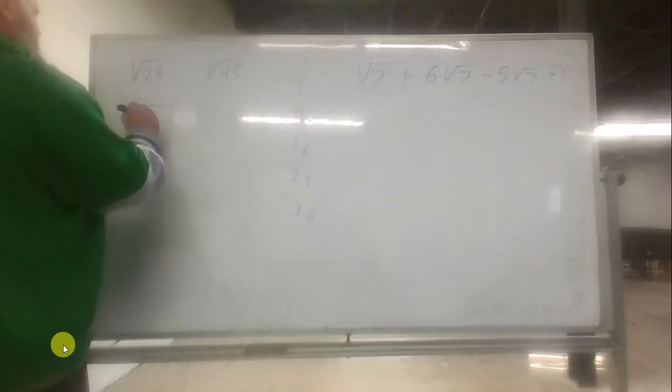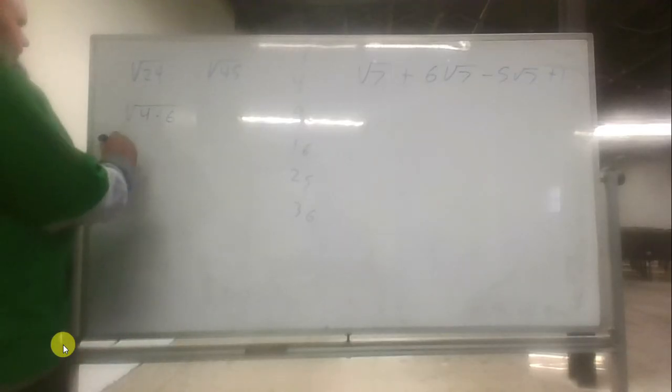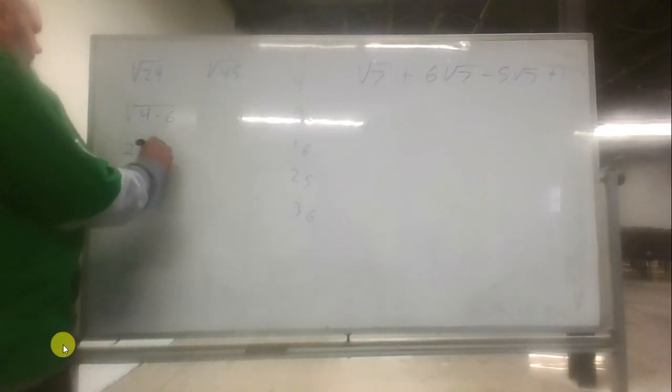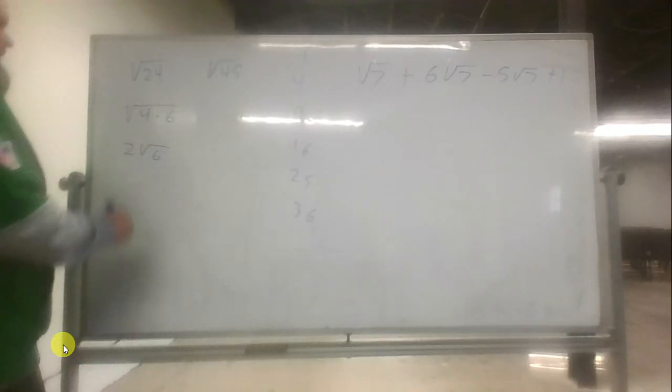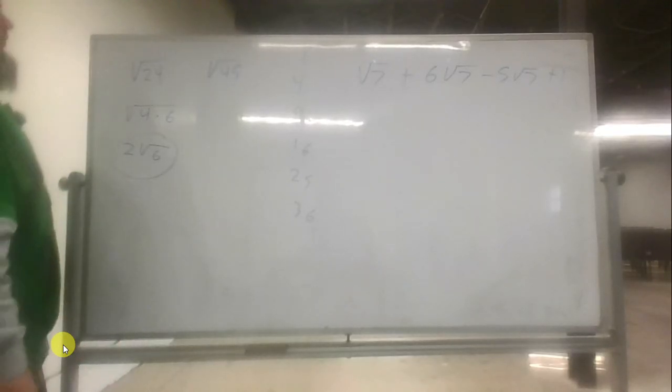So I can rewrite this as the square root of 4 times 6. Now if we look, the square root of 4 is 2, so that can go on the outside. Square root 6, and this is our final answer. That is how you simplify the square root of 24.